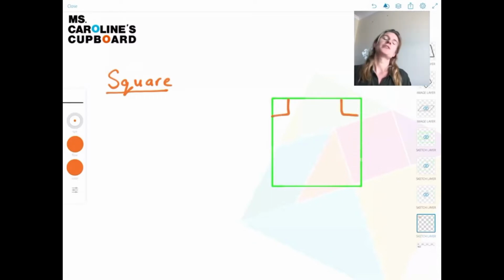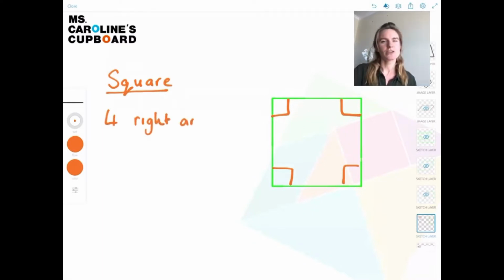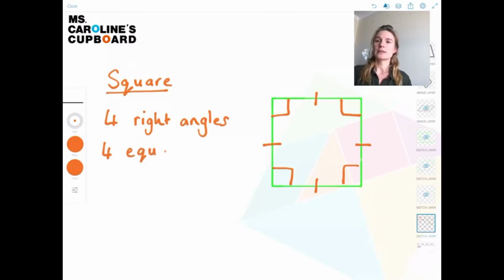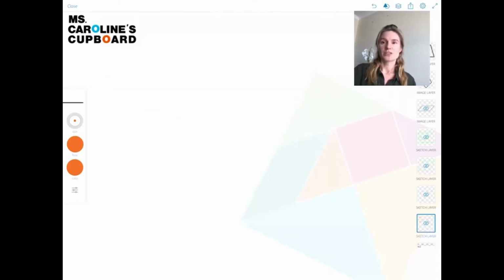Okay, so how do I know that this is a square? It's got 4 what? What have I just labelled there? 4 right angles. What's a right angle? 90 degrees. So it's got 4 right angles. Okay, well how else do I know it's a square? What else is special about it? It's got 4 equal sides. So I put the lines on it, 1 line, 1 line, 1 line, 1 line, to show that each one of those sides are the same. That's it. Nice and simple for a square.